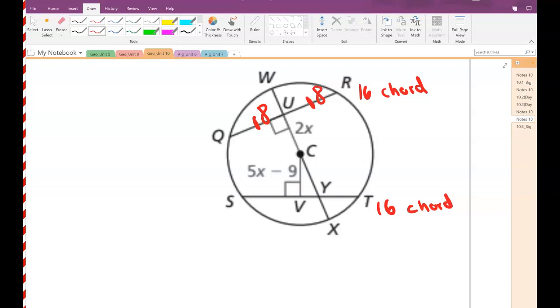Next piece, we're going to use our equidistant chords theorem to solve for x. We're going to need to know what x is to ultimately solve for our radius.